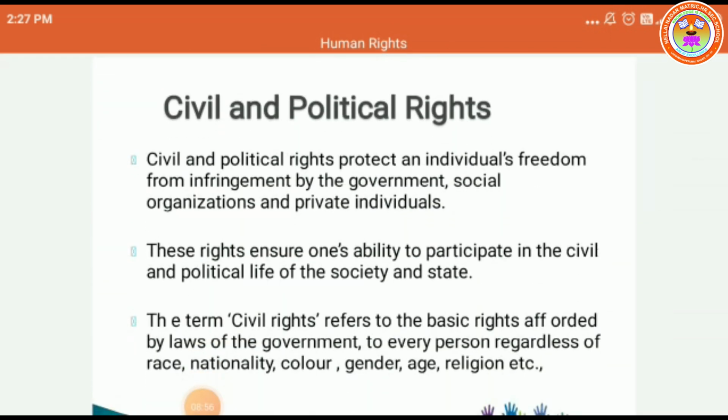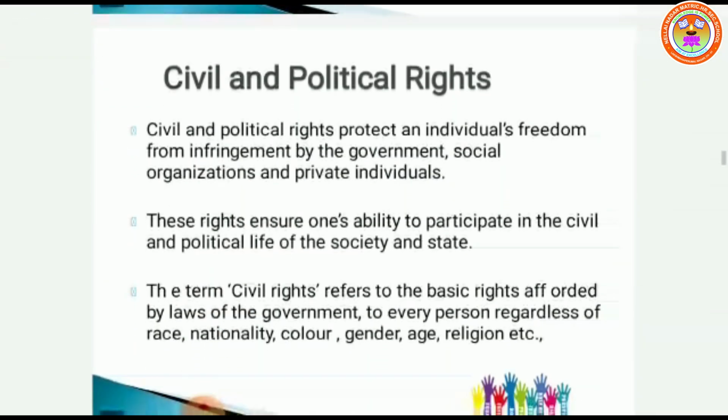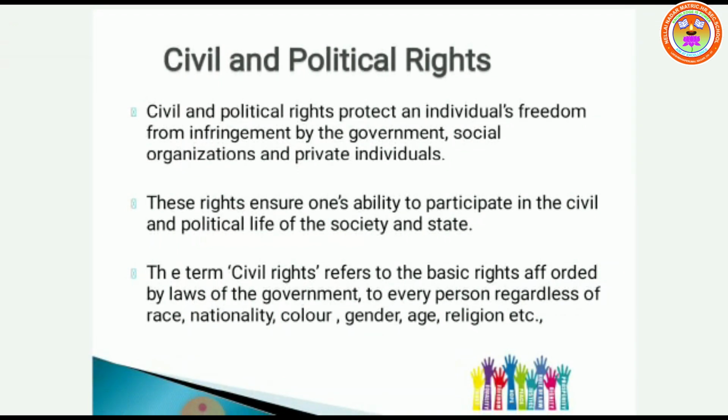Next, we are going to see our civil and political rights. Civil and political rights protect an individual's freedom from infringement by the government, social organizations, and private individuals. These rights ensure one's ability to participate in the civil and political life of society and state.